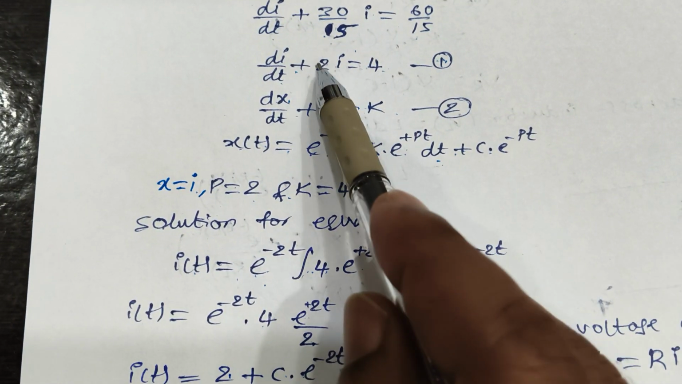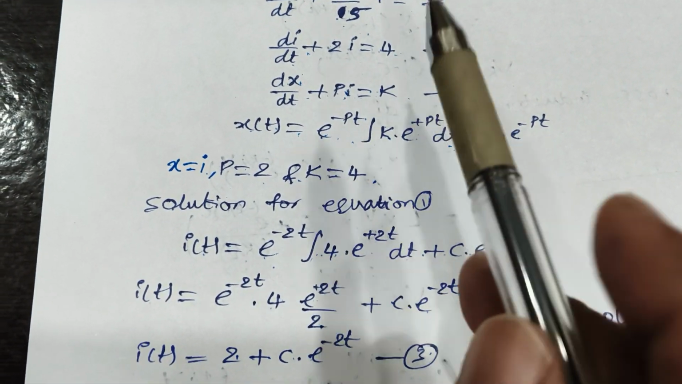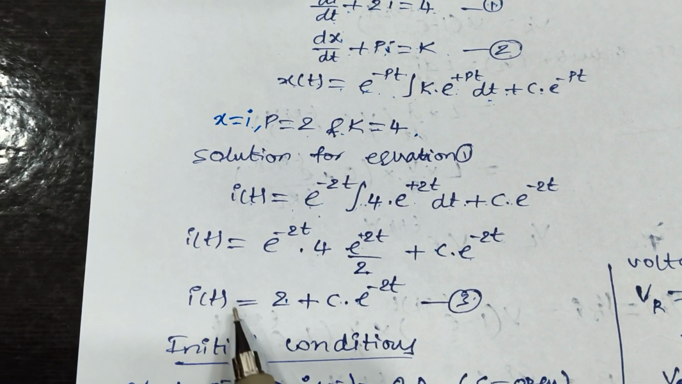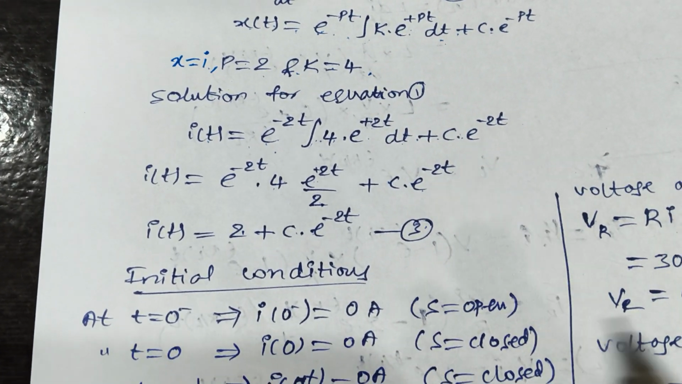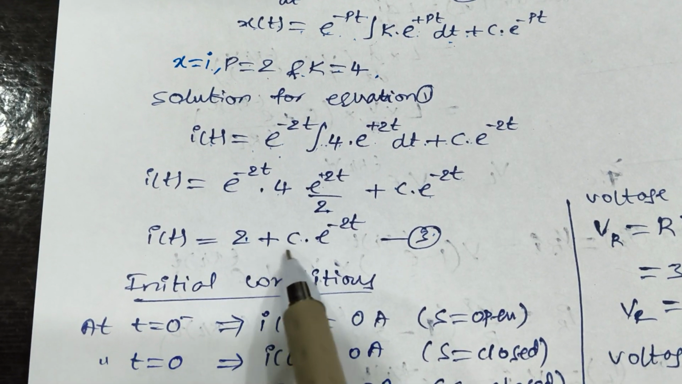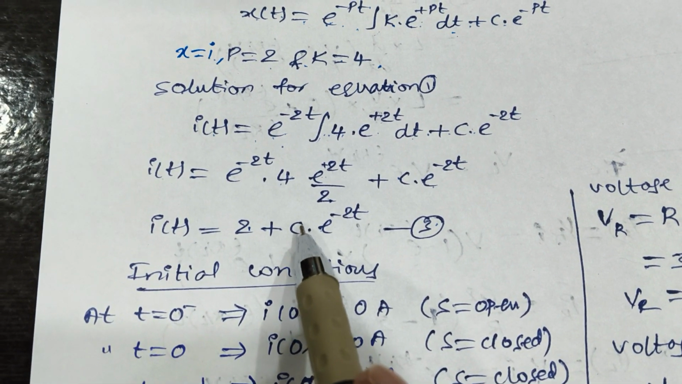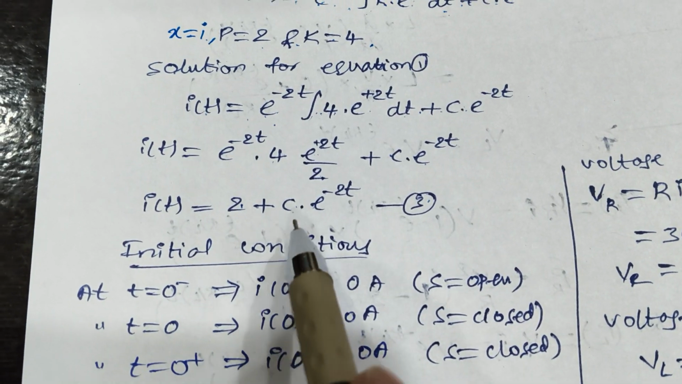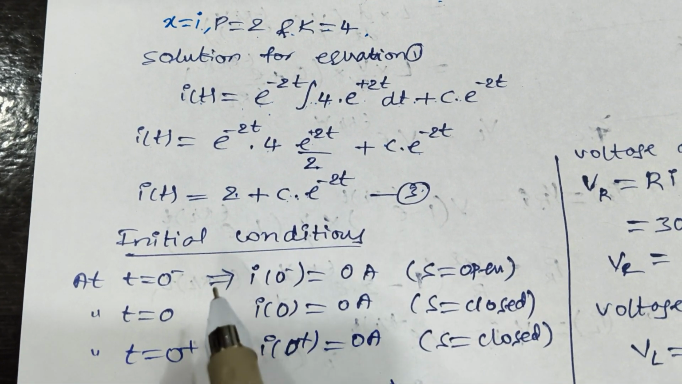From the first step, the first differential equation, second step, known differential equation for the comparison, third step, find out the current equation from that solution. And in this current equation, if you see, one arbitrary constant c is there, that you have to find out. That is the fourth step. To find out that c value, use the initial conditions. What are the initial conditions?